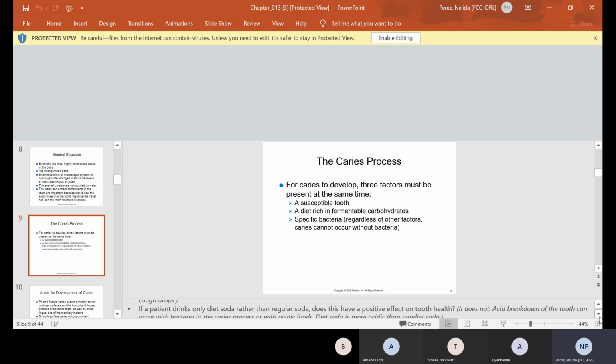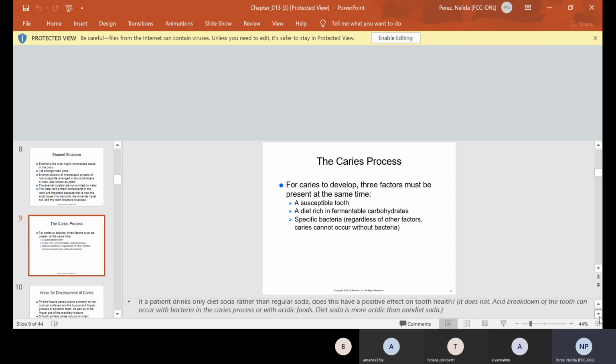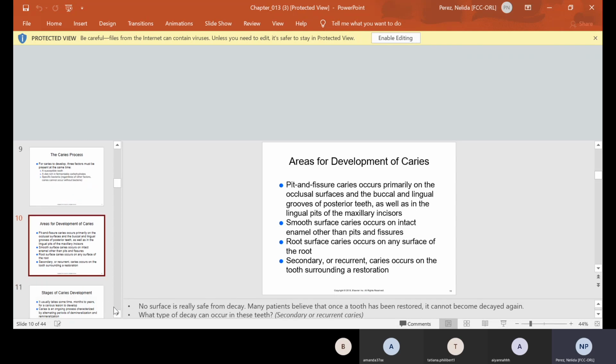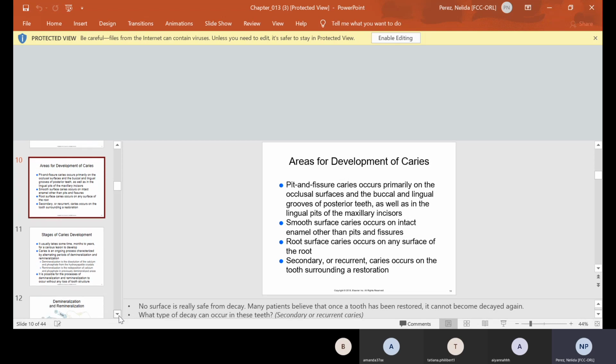And if a patient drinks only diet soda rather than regular soda, does this have a positive effect on tooth health? It does not. Acid breakdown of the tooth can occur with bacteria in the caries process or with acidic foods. Diet soda is more acidic than non-diet soda. So that was just informational, but it's good information. I was told once by a doctor that one of the sodas that a lot of people drink that he sees a lot of caries from is the clear ones, like your Mountain Dew, your 7 Up. Sipping on that all day long will just eat up the teeth, okay?